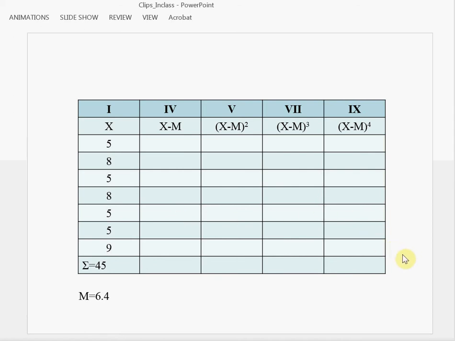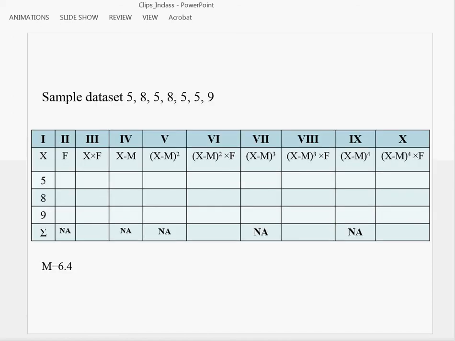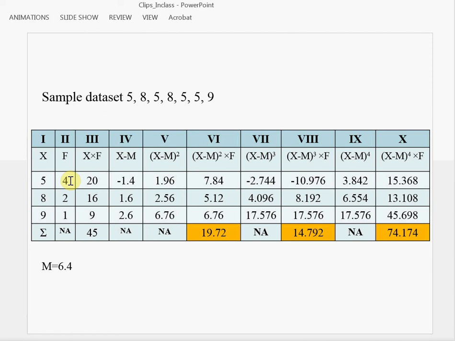For some data sets, there are many repeated values. To avoid repeating calculations such as this, we design a data table like this. In this data table, the distinct data values occur only once, but we have a column that tells us how many times this particular value occurred in the data set. For example, for 5, we record frequency 4, and for 8, the frequency is 2.